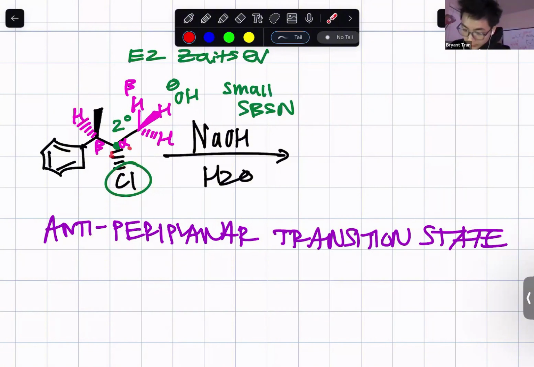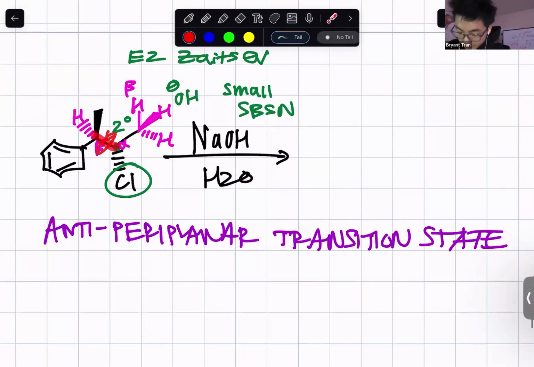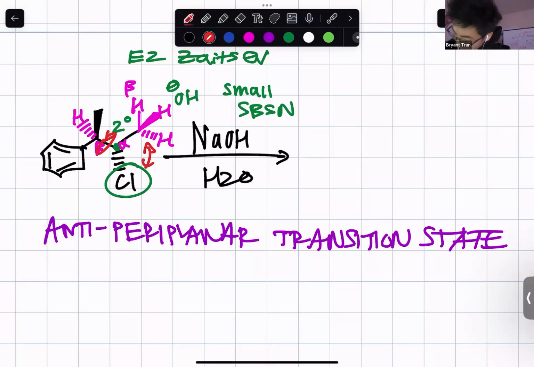We see that this leaving group right here is a dash right now, and this beta hydrogen right here that we want to grab is also a dash. That's not good, right? Because they're not anti to each other. What we have to do is rotate this single bond right here, and I'm going to swap the methyl group and chlorine around, right? Like that. I'm going to keep everything on the left side stationary.